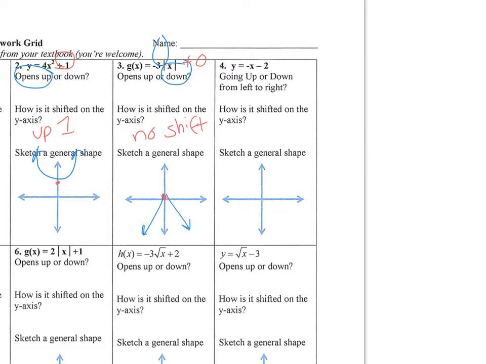Okay, number 4, what kind of function is this? This is a linear function because nothing is going on with the x. So it's going down from left to right because the number in front of x is negative. The constant is negative 2, so it's shifted down 2 on the y-axis. So I'm going to go down 2, make a negative slope.